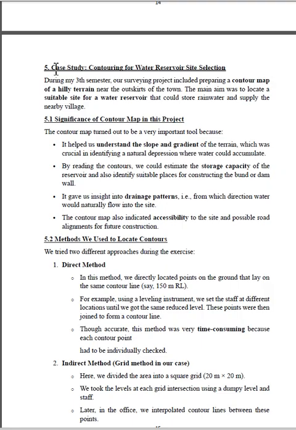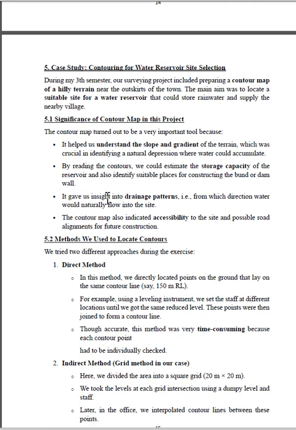For the case study on contouring of water reservoir site selection, the first question is the significance of the contour map in the project. The contour map turned out to be a very important tool because it helps us understand the slope and gradient of the terrain, which was crucial in identifying a natural depression where the water could accumulate. Second, by reading the contours, we could estimate the storage capacity of the reservoir and also define suitable places for constructing the pond bund or dam wall.